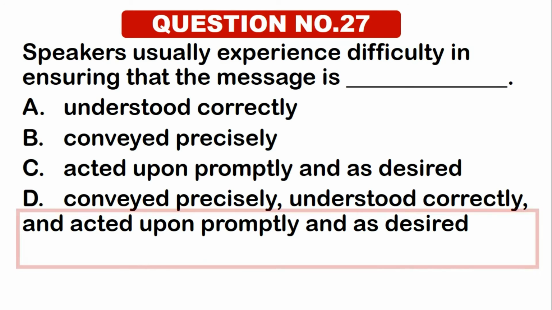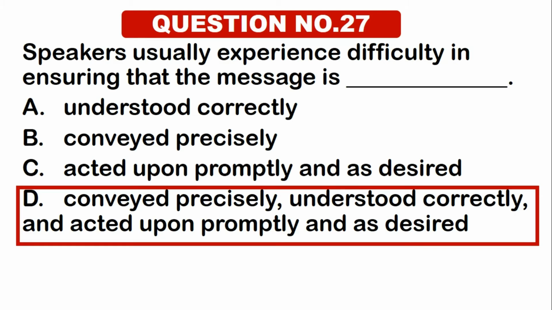The correct answer is letter D. Conveyed precisely, understood correctly, and acted upon promptly and as desired. So the correct answer is D, the collection of all the choices A, B, and C. So speakers usually experience difficulty in ensuring that the message is conveyed precisely, understood correctly, and acted upon promptly and as desired. This is the struggle of the speakers in a communication process.